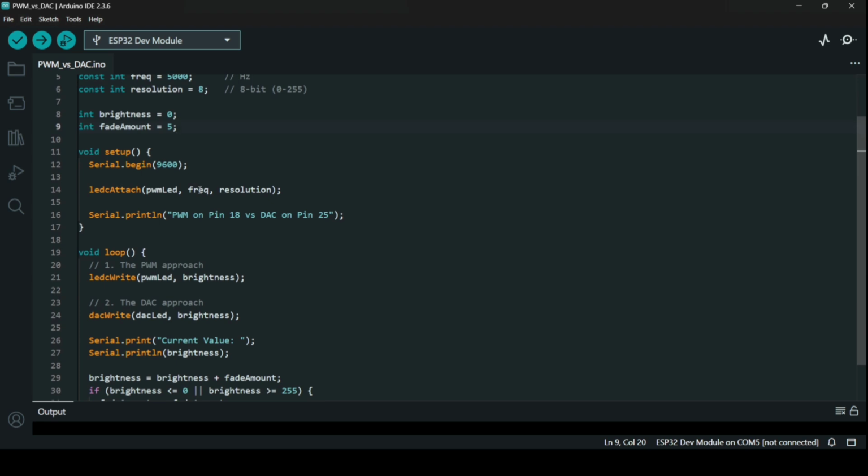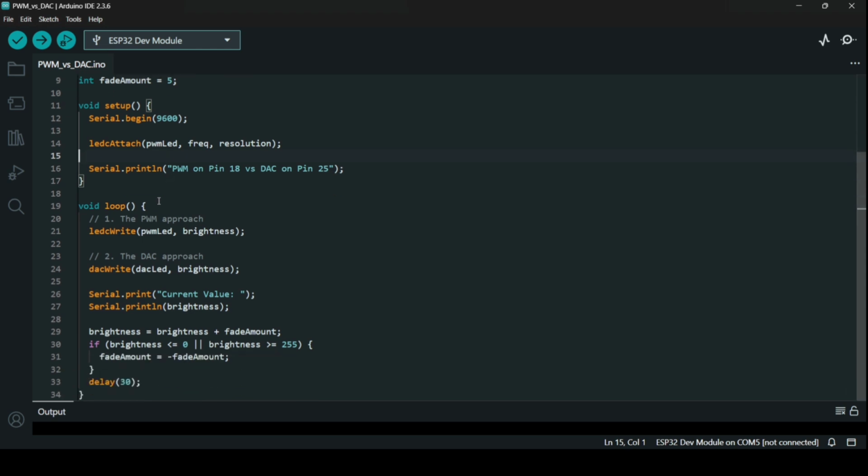Now in the setup function we are defining the frequency and the resolution on the PWM LED using this function, ledcAttach. Because we are using ESP32, we will require this function. But in the case of Arduino, we can simply use pinMode. And in the loop function, we are using the function ledcWrite for the PWM approach, and for the DAC approach, we are using the function dacWrite. And this if condition is to handle the edge cases.